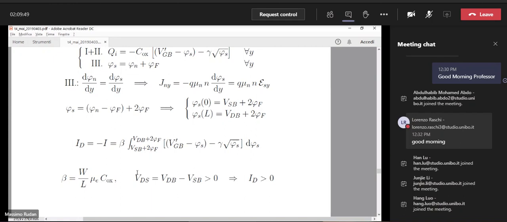Another observation is this. We expect that when we calculate the integral and we find the expression of the drain current in explicit form, this expression will be nonlinear. Obviously, it will be nonlinear with respect to VDB and VSB. It may be linear with respect to VGB, but not with respect to the other voltages, okay? So, in essence, we find a nonlinear expression of the current with respect to the voltages.